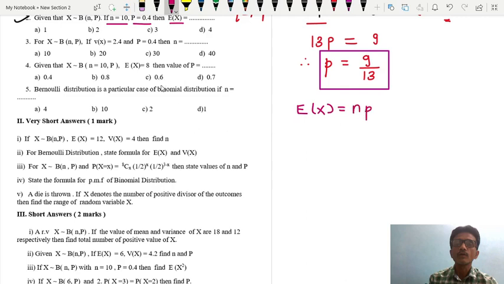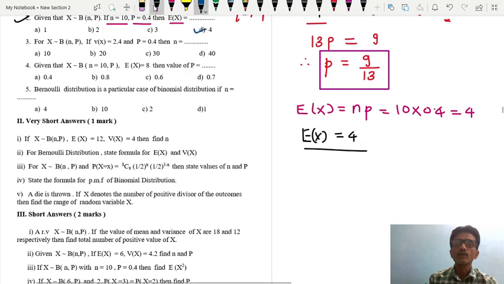So what is our n? n is equal to 10, and p is equal to 0.4. So this will get 4 over here. So therefore what is E of x? E of x is equal to 4. So this is our answer. E of x is equal to 4. So 4, that is the D option, is the correct option.